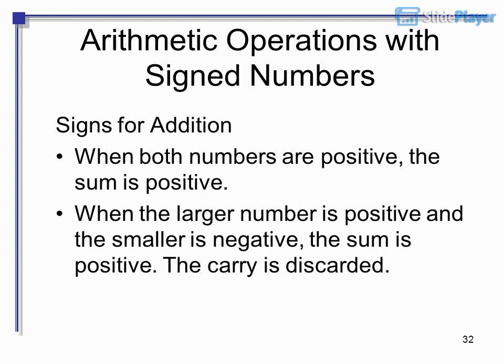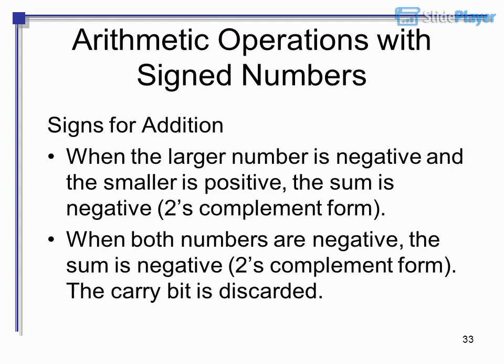Signs for addition. When both numbers are positive, the sum is positive. When the larger number is positive and the smaller is negative, the sum is positive. The carry is discarded. When the larger number is negative and the smaller is positive, the sum is negative; choose complement form. When both numbers are negative, the sum is negative; choose complement form. The carry bit is discarded.